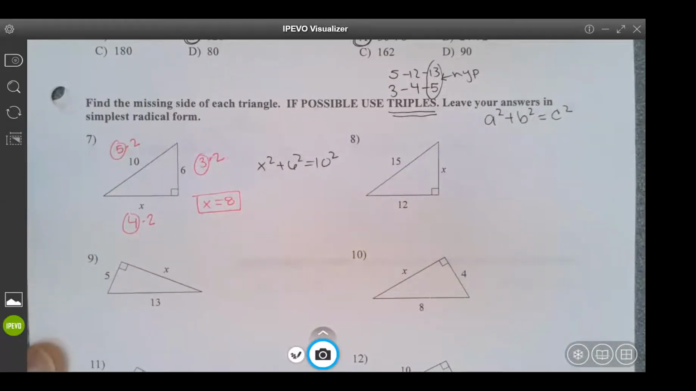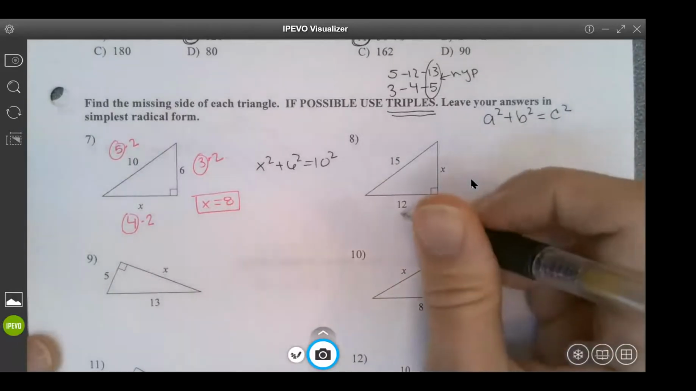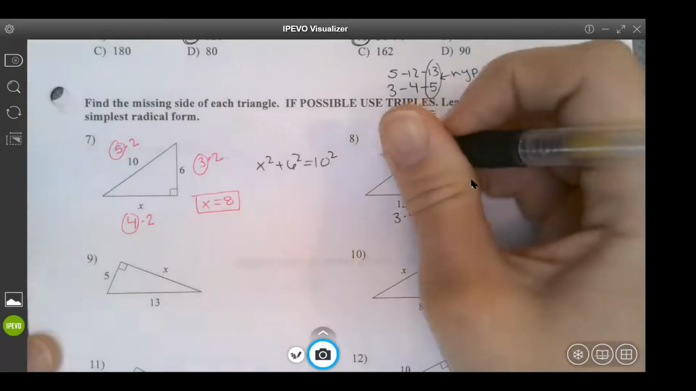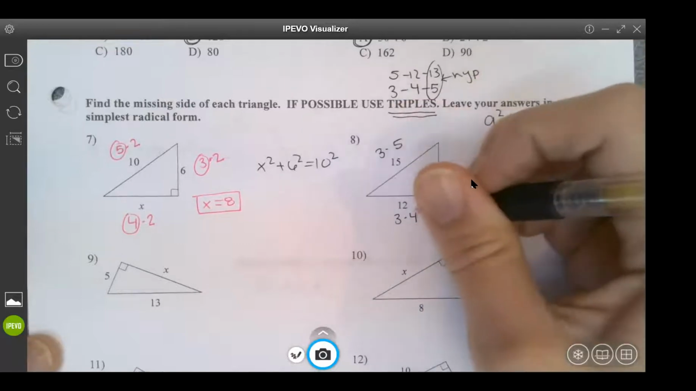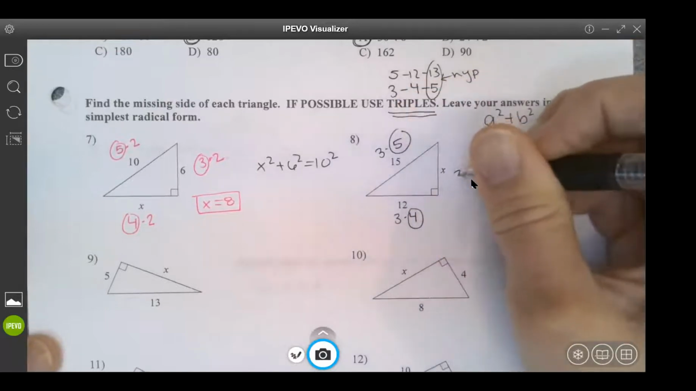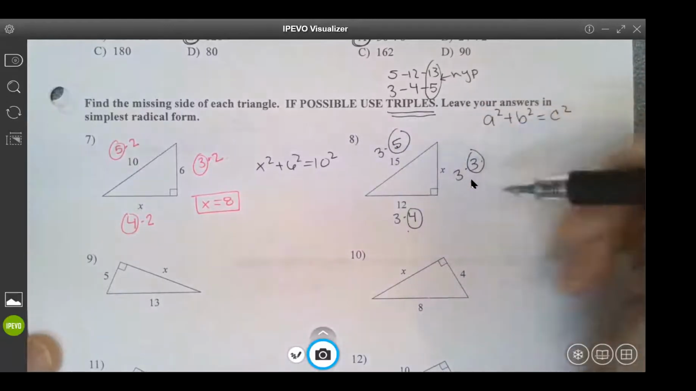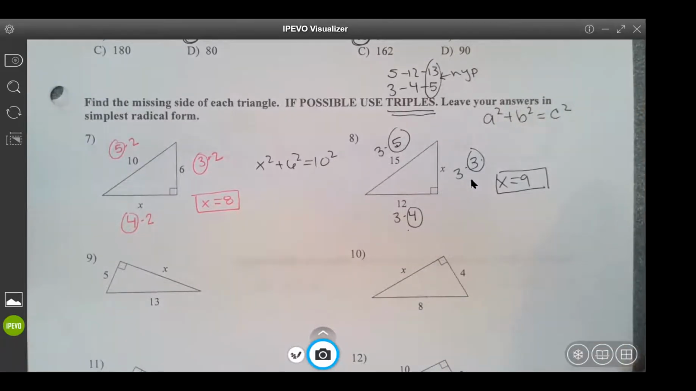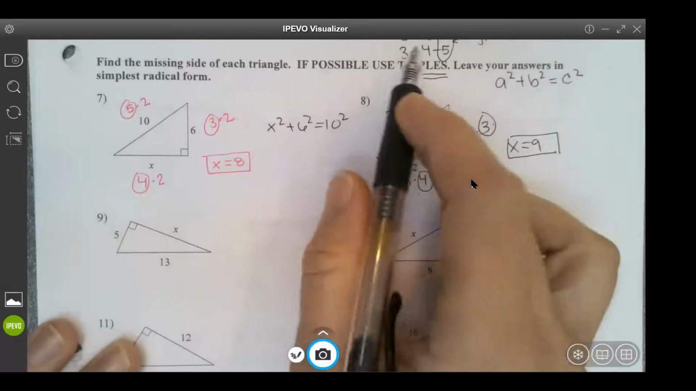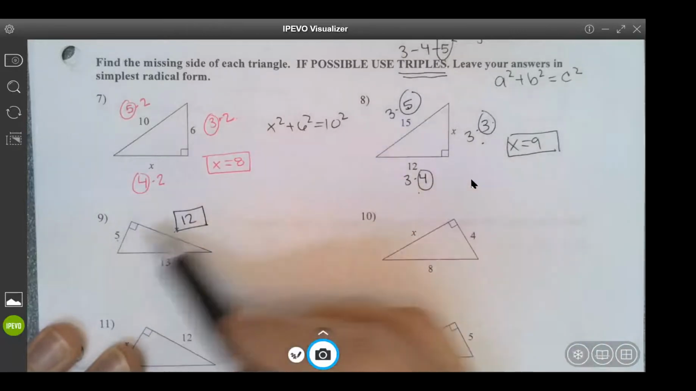On the second one, I also have a triple here. This is 3 times 4, and this is, oh no, I lie. No, it'll be fine. And this is 3 times 5, so I have 4, 5. This would be 3 times 3, 3, 4, 5, multiplying them all by the same factor. So x should be 9 here. And again, if you did the Pythagorean theorem, you still get x equals 9, okay? Just depends. On the next one, this was also a triple. This was 12. There's no multiple here, it's just a 5, 12, 13.